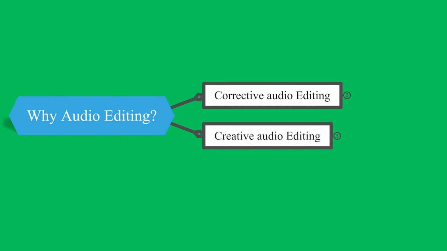Corrective audio editing is the process of solving problems that may have occurred during the recording stage. Its aim is to address issues and achieve the best possible version of an audio recording. This includes tasks like removing background noise, fixing pitch, and addressing any imperfection in the original recording.